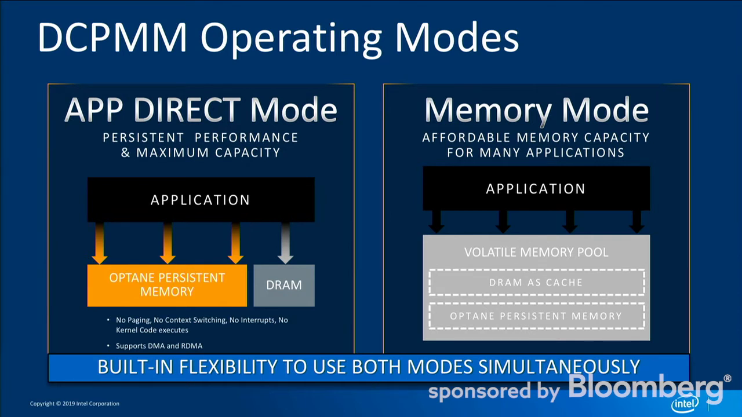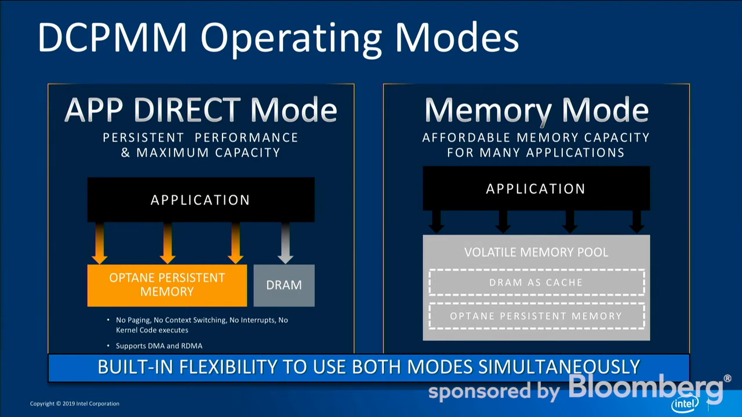In App Direct mode, when the server comes up, it will report both memory pools available: a persistent memory pool, which is the Optane memory, and then the DRAM pool. Then it's up to the application developer, the person who's writing the program, to use the memory pools for whatever they would like to use them for, with the knowledge that the persistent memory pool is persistent and the DRAM memory pool is not.